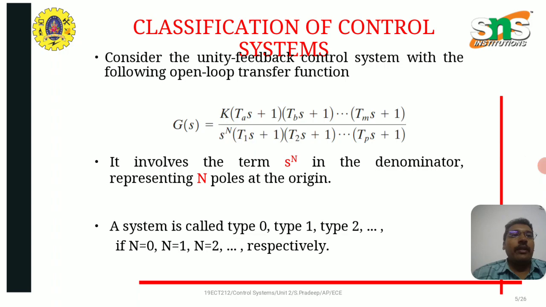Consider the unity feedback control system with the following open loop transfer function, which is given as G of s in this equation. It involves the term s power n in the denominator, representing n poles at the origin. A system is called type 0, type 1, type 2, and so on, if n equal to 0, n equal to 1, n equal to 2 respectively.